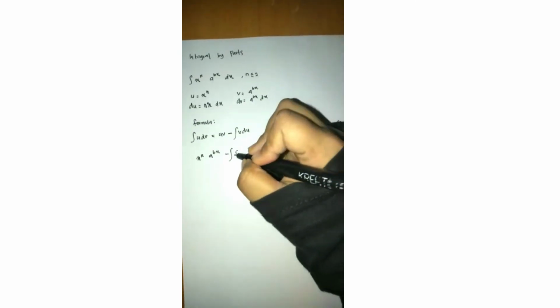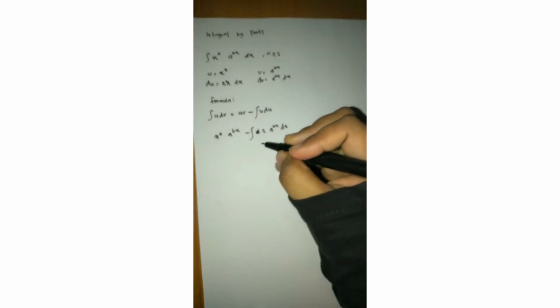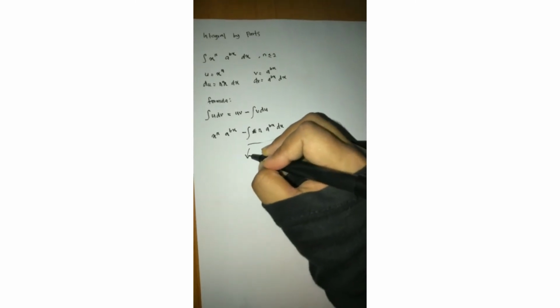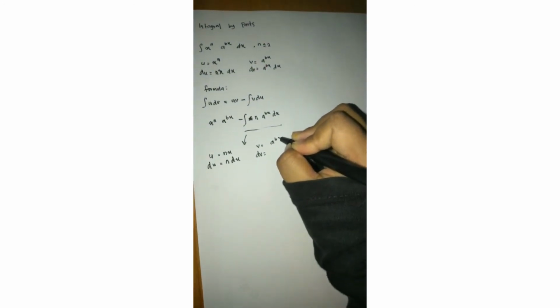From the formula we take u, v, minus v. From the answer we find u, du, v, dv also, and x power of n, a power of bx, e power of x dx, we take the same answer, minus v dv.